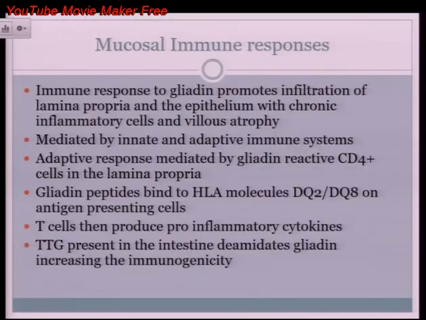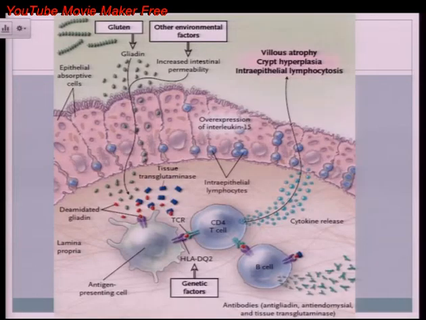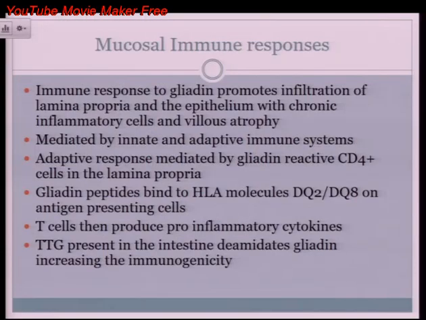So again, this is the same picture showing that. And we went over this one.